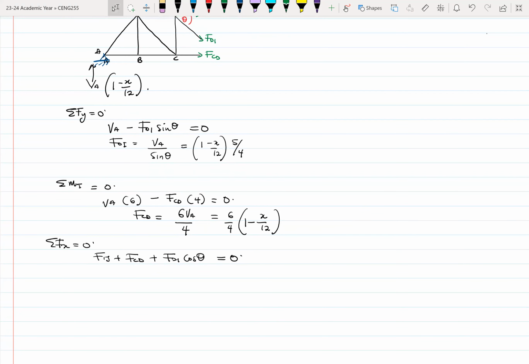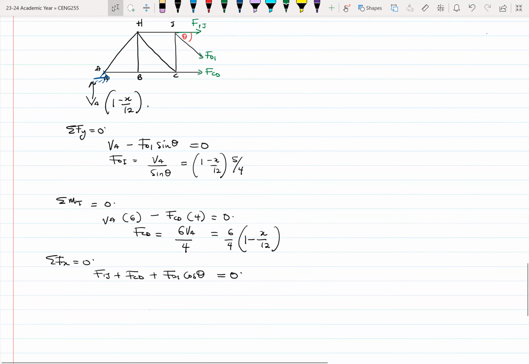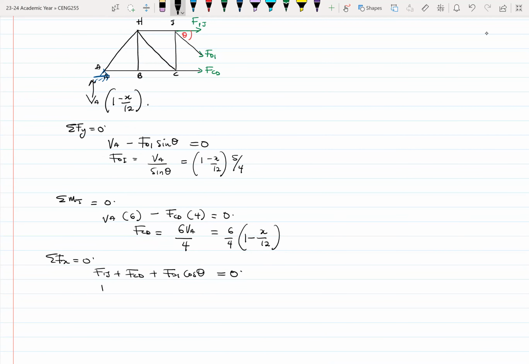All right. So what we need is actually FIJ. So FIJ is equal to minus FCD minus FDI cos theta.